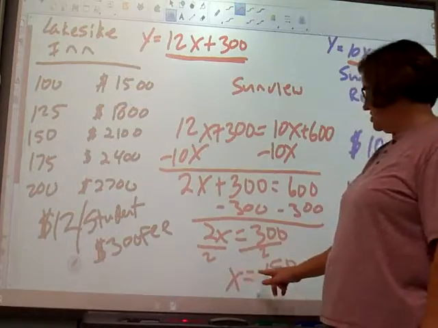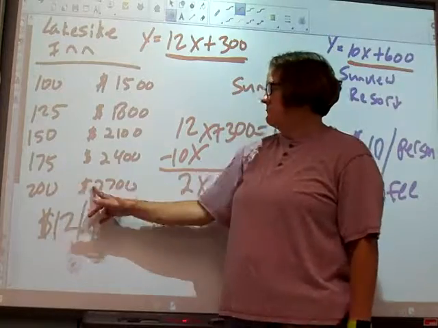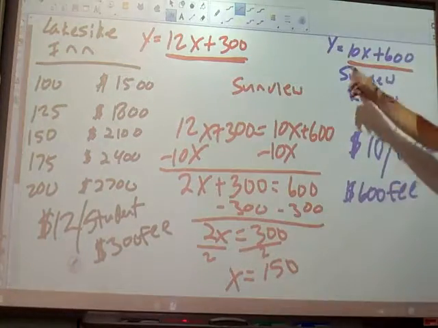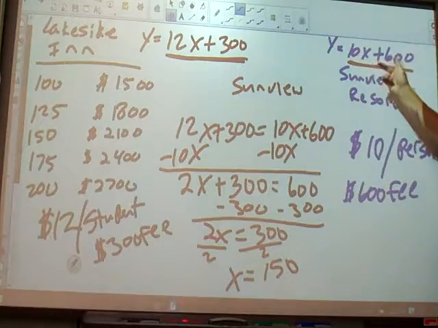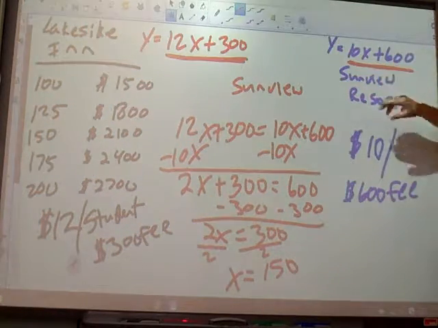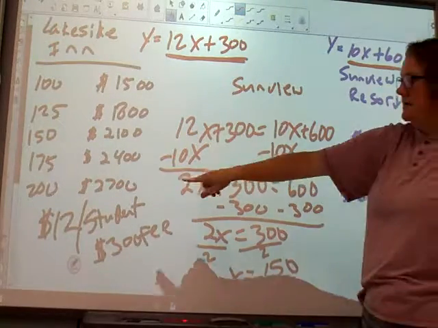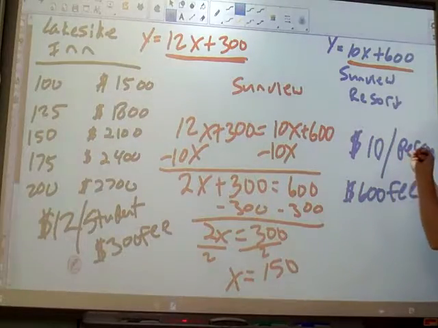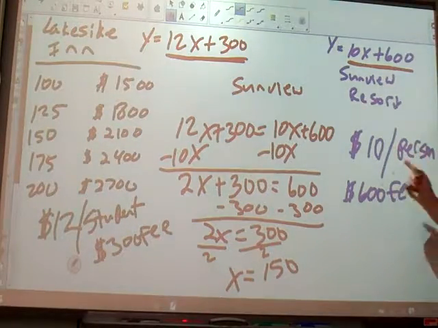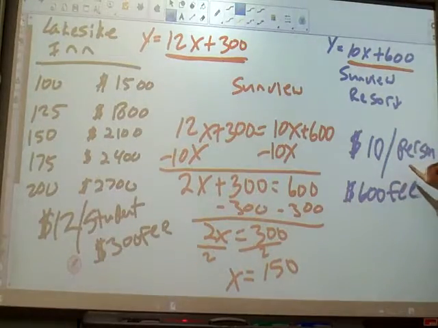Okay, let's look at 200 since they already gave us 200. 200 at Lakeside would be that much. 100 times 200 is 20,000... 2,000 plus 600 is 2,600. So this one will be 2,600. That one will be 2,700. So now this one is cheaper. So if I had more than 150 people, I'd go with the Sunview place.